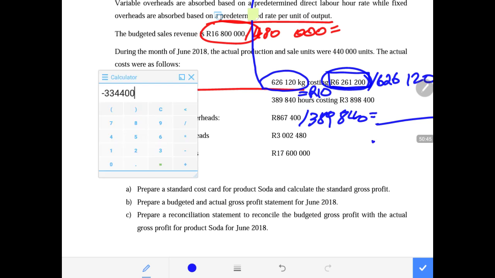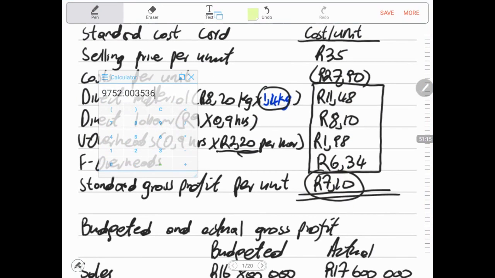389,840. It is 867,400. Divide that by 389,840. And this gives us that figure exactly. So we minus this by 2 rand 20 cents just to make sure that is very accurate. Then we multiply by the actual hours of 389,840, and this will give us the variable overhead variance in terms of the rate.